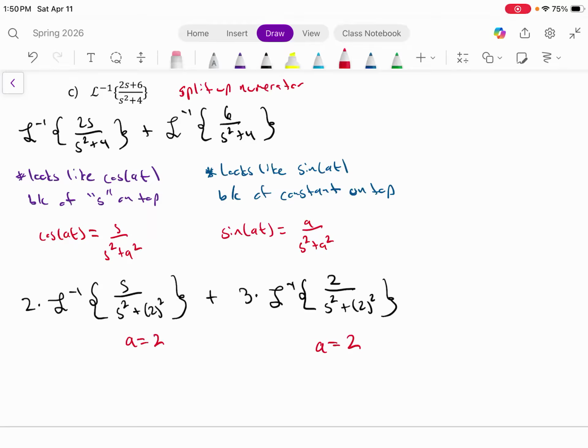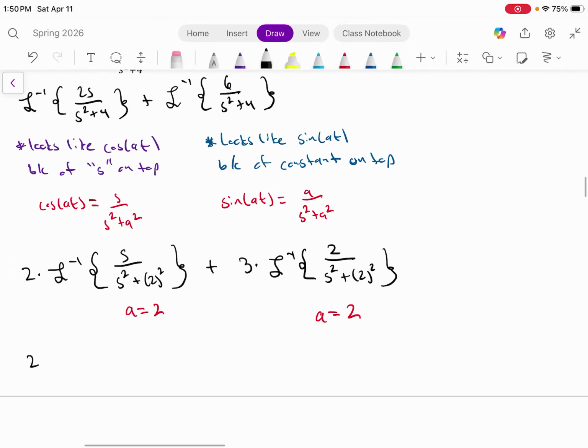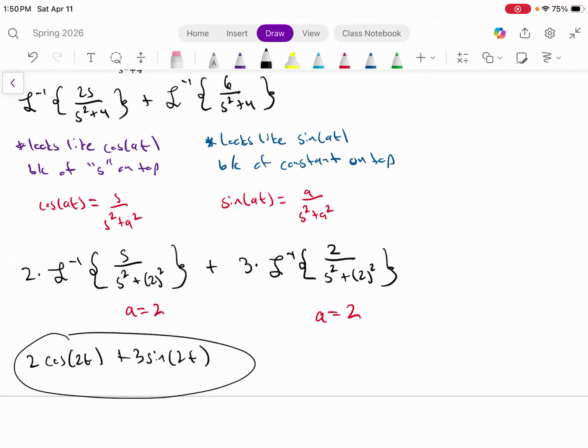And just using the regular cosine and sine, what I would have is 2 times cosine of 2t plus 3 times sine of 2t. And that's my answer.